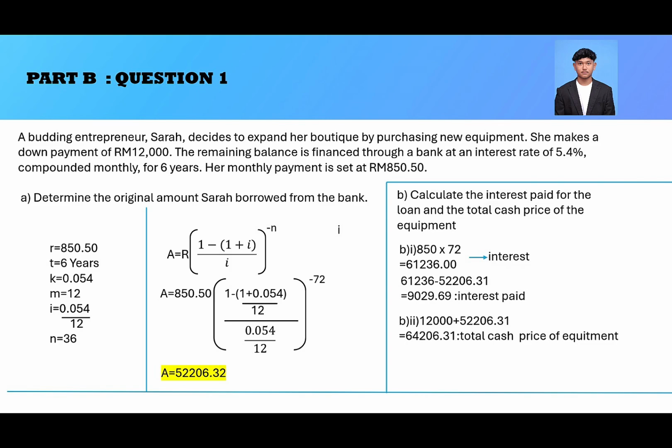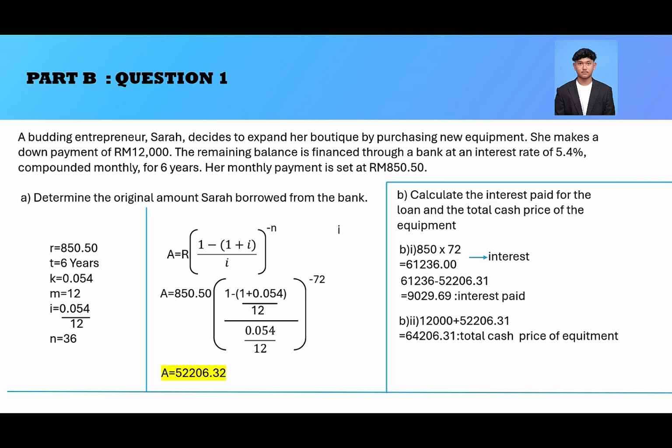A building entrepreneur, Sarah, decides to expand her boutique by purchasing new equipment. She makes a down payment of 12,000 ringgit. The remaining balance is financed through a bank at an interest rate of 5.4% compounded monthly for 6 years. The monthly payment is set at 815 ringgit 15 cents. For part A, determine the original amount Sarah borrowed from the bank.